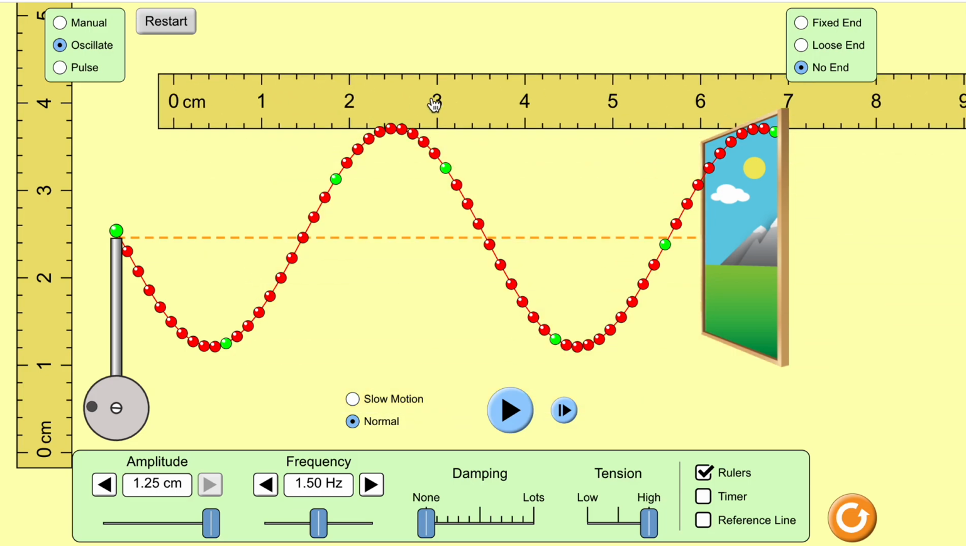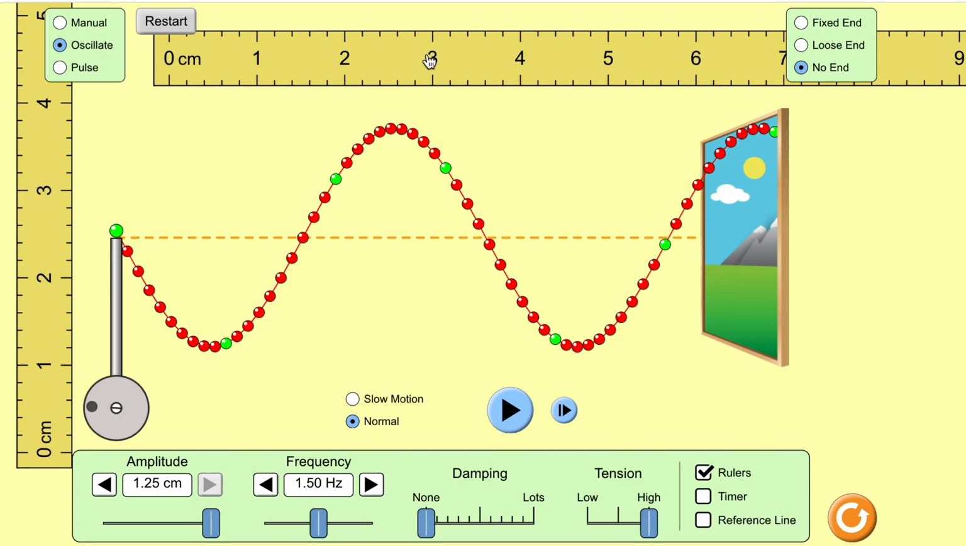Wavelength, surprisingly enough, is how long the wave is. Amplitude and length are going to be measured in meters or centimeters, distance, because it's how big or how long, okay? So that's wavelength, how long one wave is. Make sure you can label that.